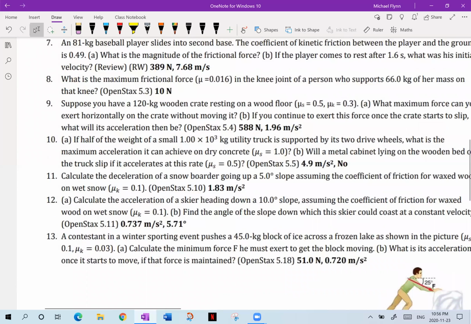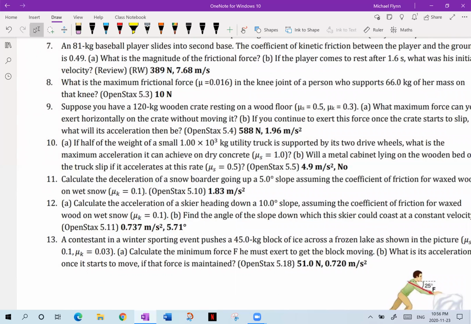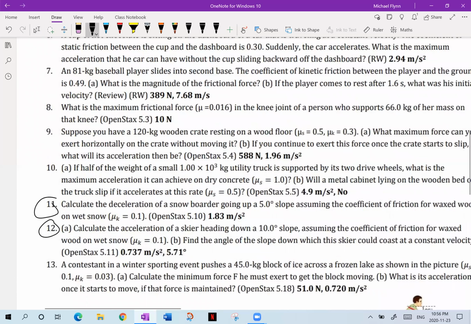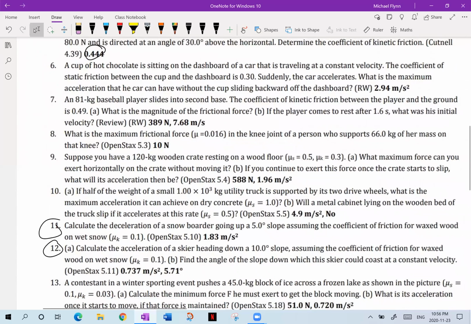Okay, now a couple of these questions are on slopes. So these questions here, number 12, number 11, I'm not sure if there's anything else on a slope. I think those are the only 2.